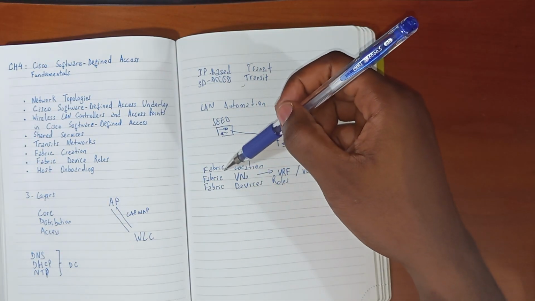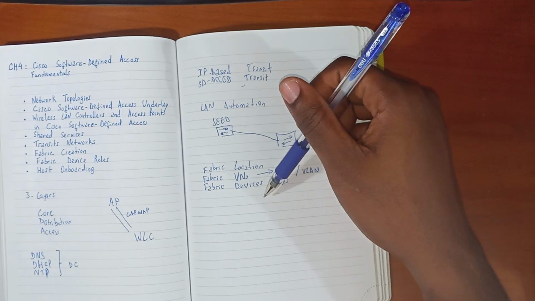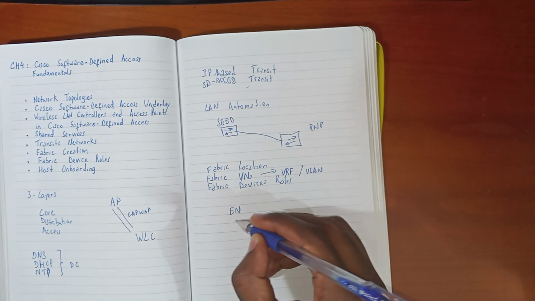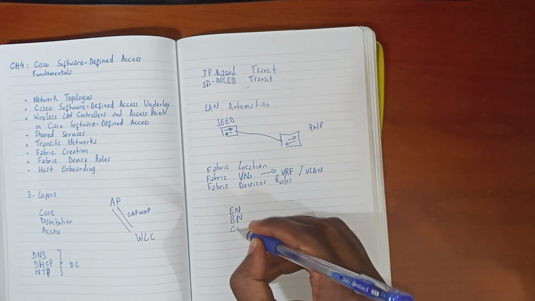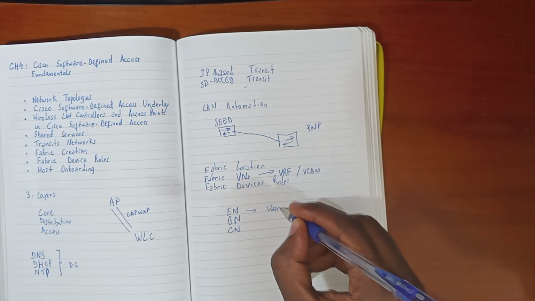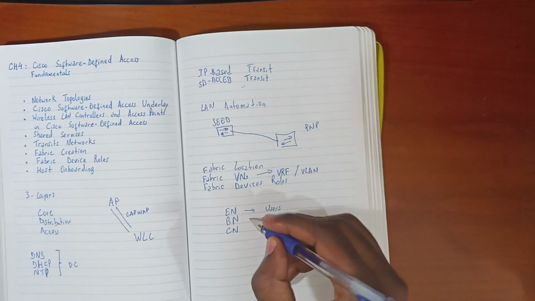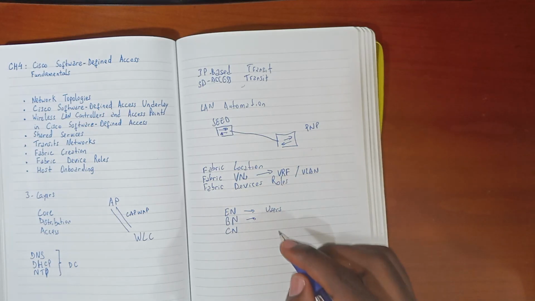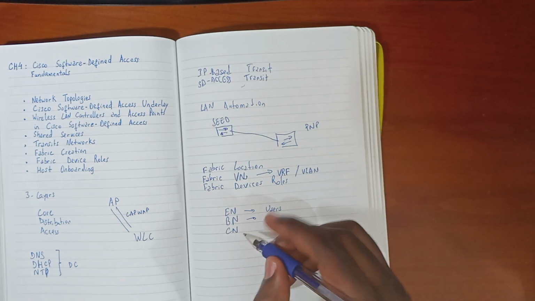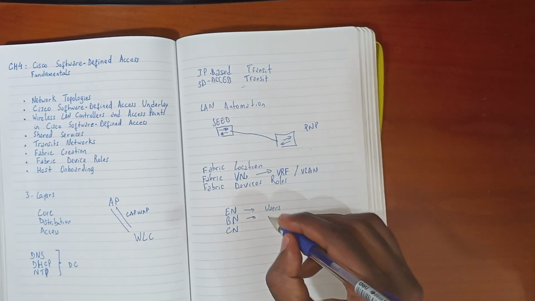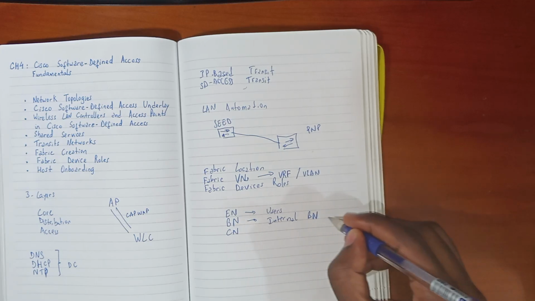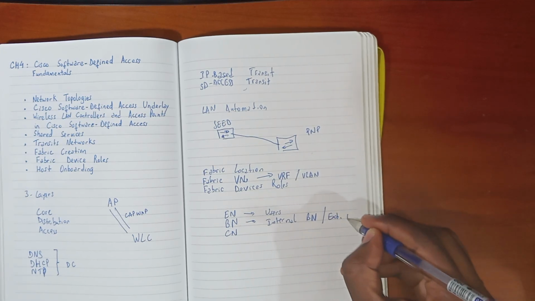Talking a little bit further about the fabric device roles, there are some essential roles that we talked about last time, like the edge node, the border node, and the control node. The edge node is what permits the users to have access to the network. The border allows us to have access to the external network. It can be an internal border node, or also an external border node.